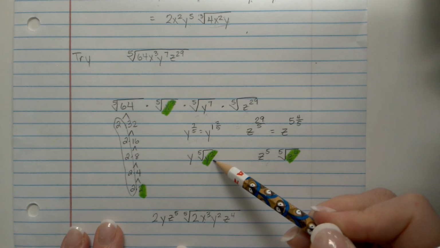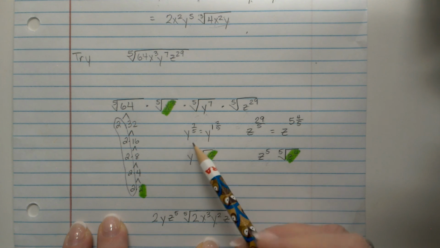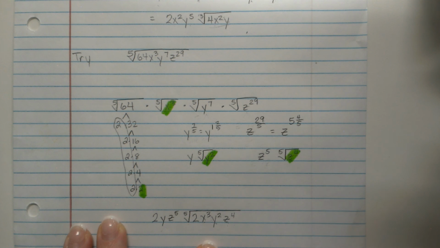I got 2 y's left over. That's not going to help me, so it has to stay under the radical because I'm looking for sets of 5. And then the z to the 4th is going to stay under the radical. Otherwise, I found full sets that I could pull out of the radical.